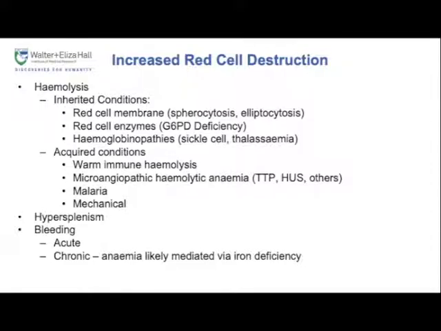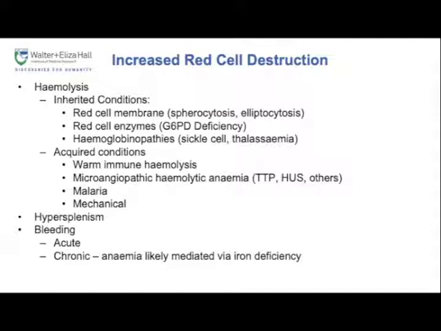What about increased red blood cell destruction? Here, this is associated with hemolysis. Hemolysis refers to when red blood cells are being broken down in your peripheral circulation. And this can occur because of inherited conditions. Here, basically anything in the red cell can go awry. It could be the membrane, and here you can have hereditary spherocytosis or elliptocytosis. It could be red cell enzymes such as G6PD deficiency. And it can be hemoglobinopathies such as sickle cell disease or thalassemia.